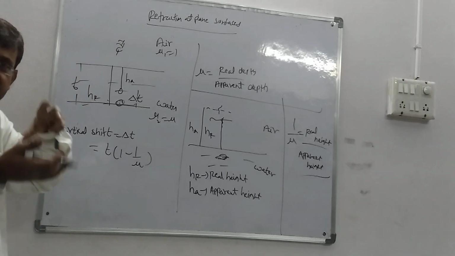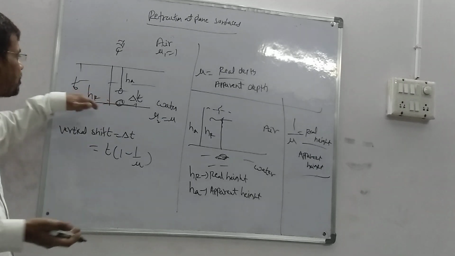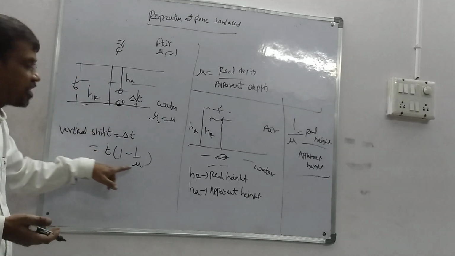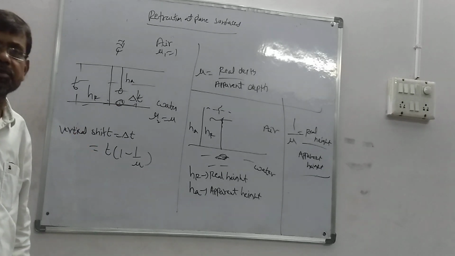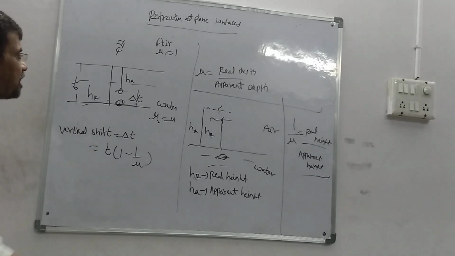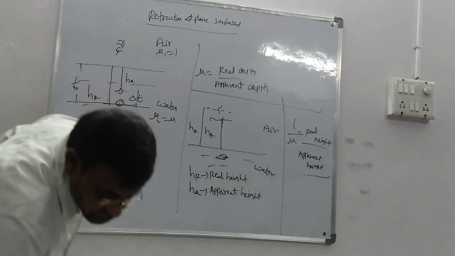What is the T? Thickness. Thickness means the object position in the natural medium to the surface position. That is the thickness. What is the mu? Refractive index. Then delta D equals T into 1 minus 1 by mu. That is the shift.